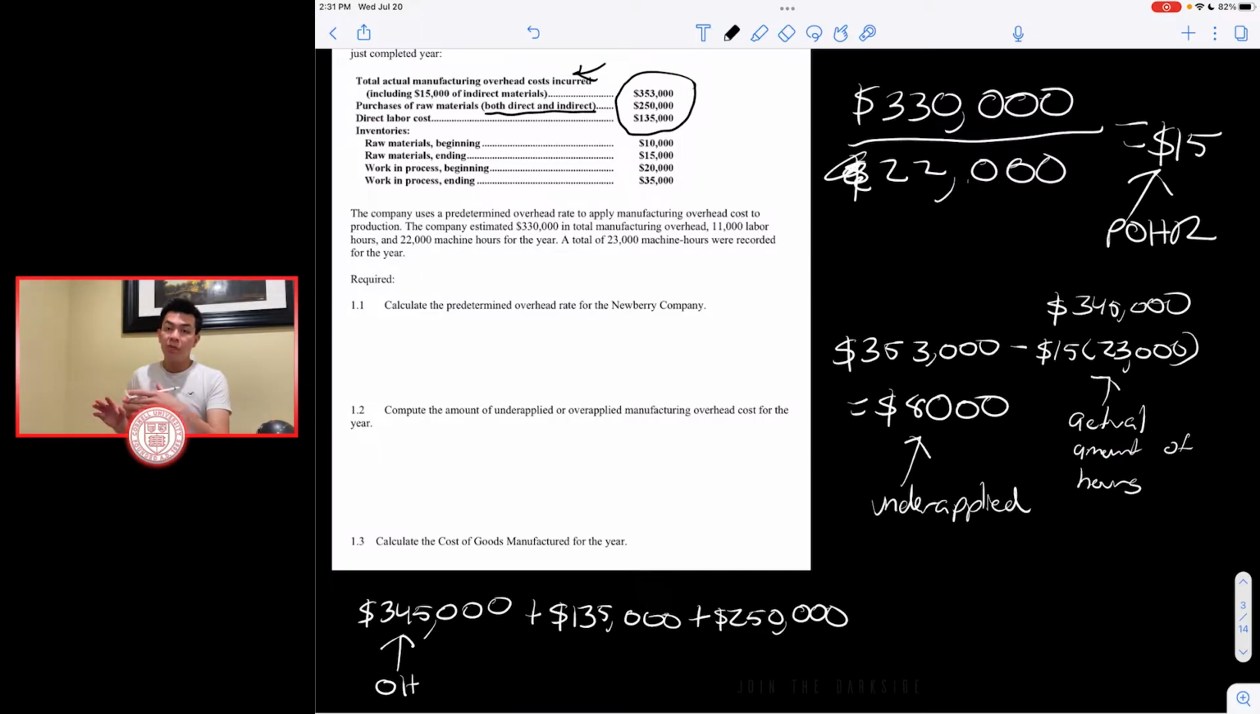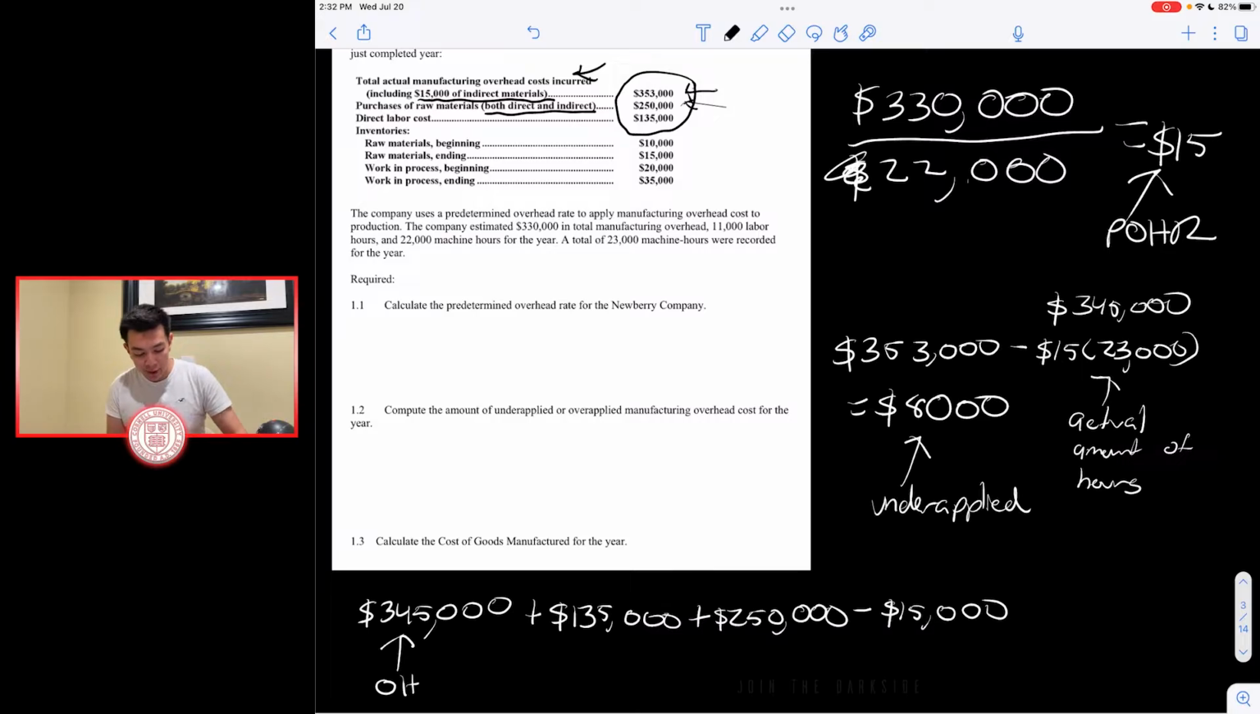So what this is basically telling us is that we wrote in the indirect cost twice, right? We double counted it. That means we got to subtract $15,000 of indirect materials because we counted it twice. So minus $15,000. Just to clarify, this number right here and this number right here both counted $15,000 in indirect materials. Now we got to subtract $15,000 because we double counted that indirect materials.